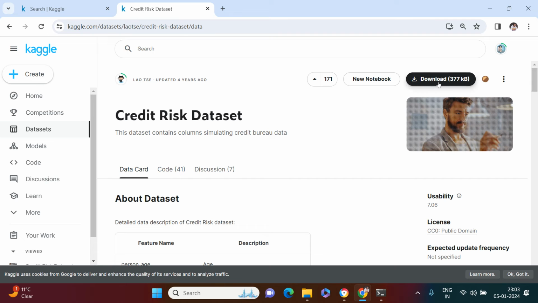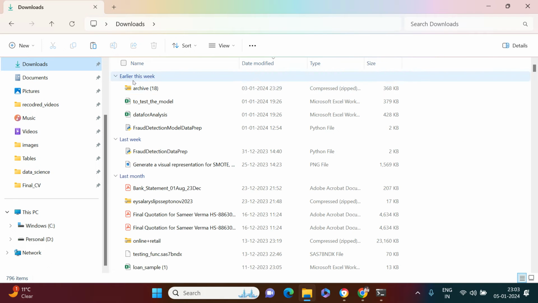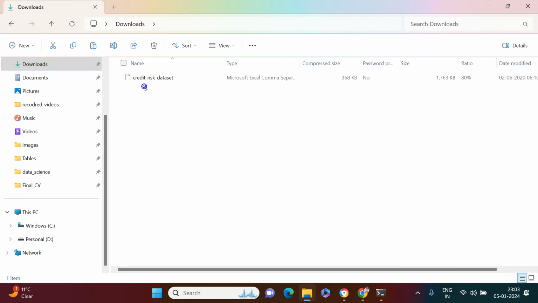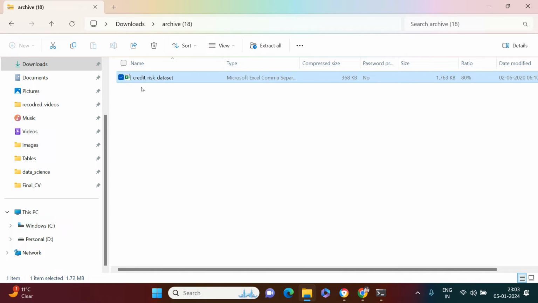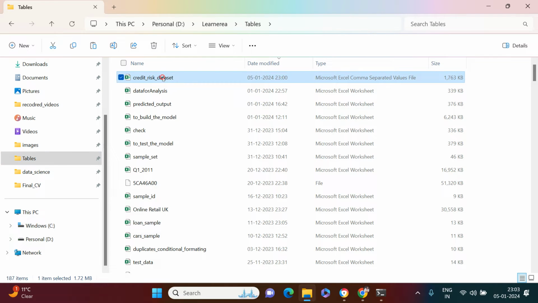Here is the button. I'm going to leave this link in the description section. Just click that, this page will open, and click on this and the data will be downloaded. When you download this, it is going to be in compressed zip format, and you can open it. What I did is I opened it and placed it in a separate folder here in tables, and here I have that data available.